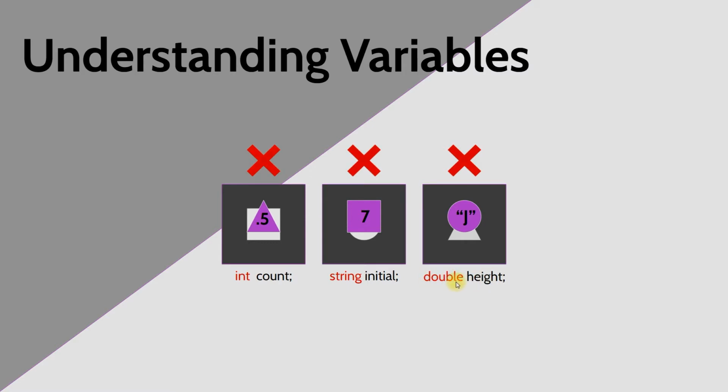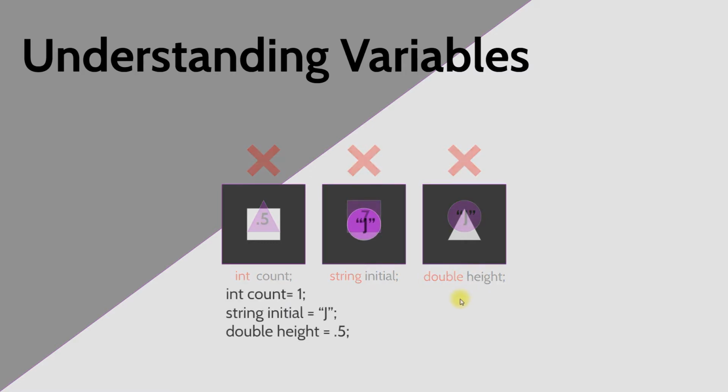So what would it look like if it was right? Well, we could say int count is equal to 1. And then a semicolon. Remember, semicolons go at the end of a statement in C#. It separates one statement from another statement. The number 1 can be stored in count because count is an int. And after that, if we refer to count, we would be working with the value of 1 that's stored inside it. A string initial equals quote J quote semicolon.